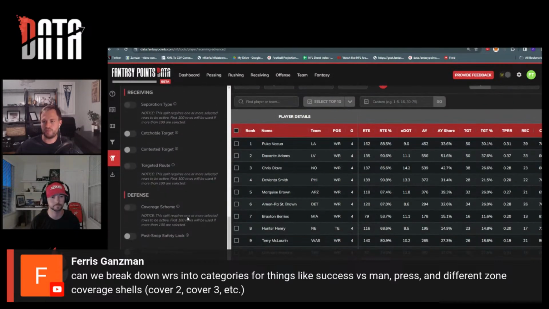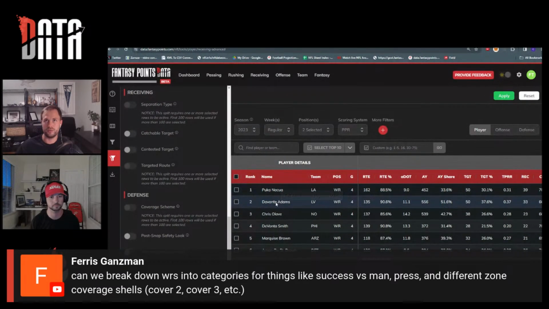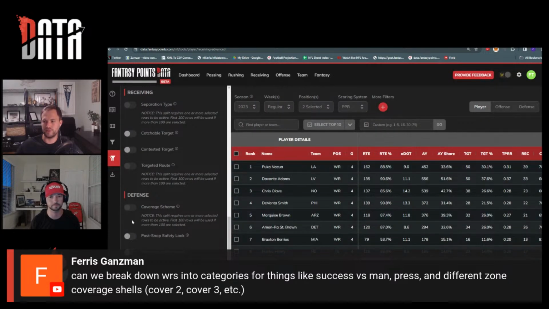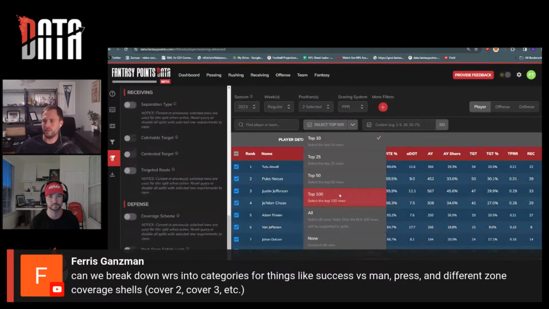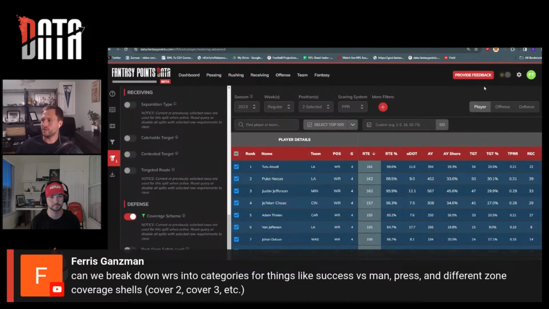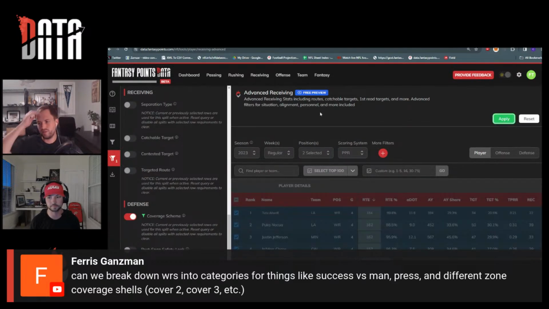So this coverage scheme split, because there's 10 plus different coverages, you do have to select a certain number of receivers, because otherwise the tool would take a very long time to load if you tried to split on every receiver. So let's just take the top 100 guys that have run however many routes this year. We're going to select the top 100, and now you can click this, and we're going to apply that. So that's going to give us basically a row for every receiver against every possible coverage scheme. And then from there, we can look at cover 1 versus cover 2 versus pretty much any of the other coverage schemes.